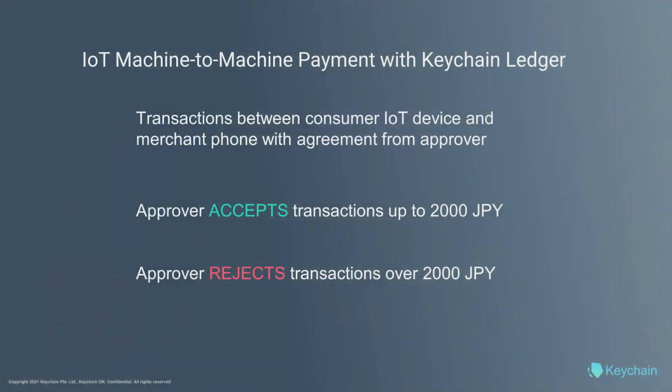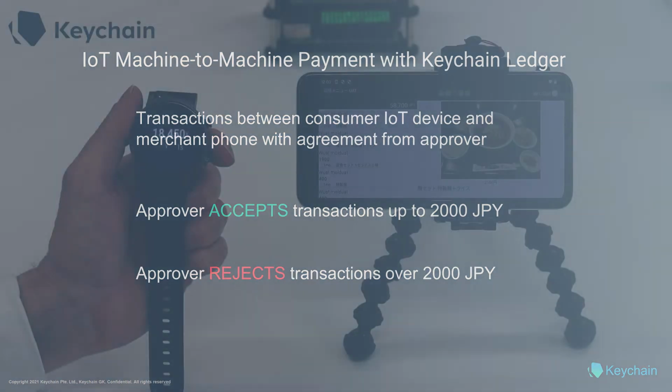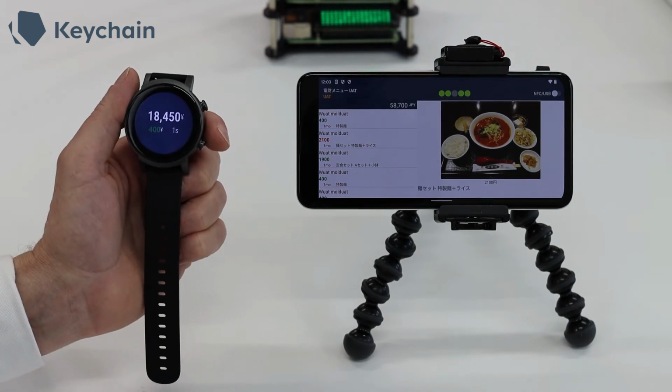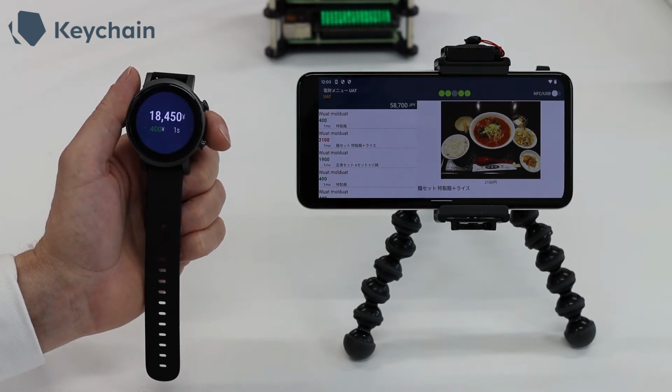We will show a series of transactions that will show the agreement and approval and or rejection of the transactions based on a series of parameters that we have set up for the purpose of this demo. Okay, so let's start off with the first transaction where the consumer will be spending 400 yen.